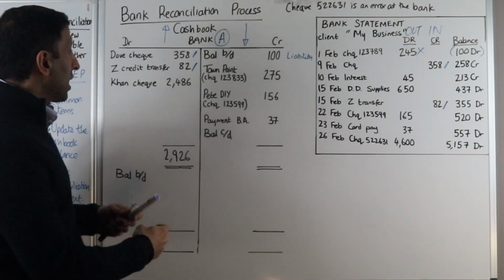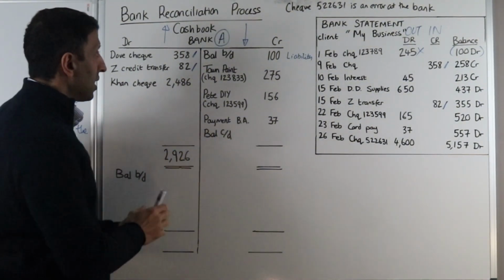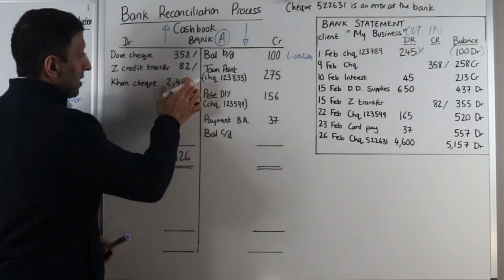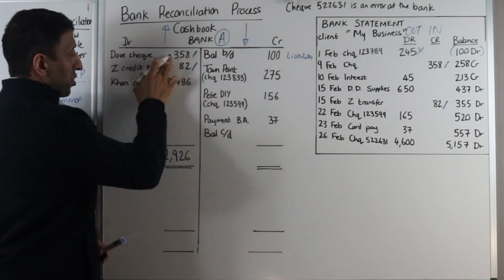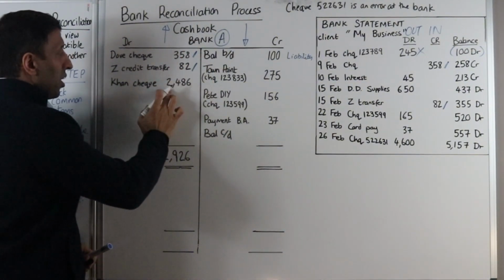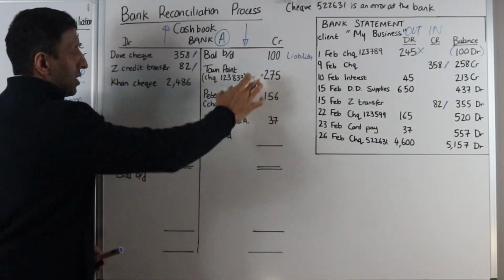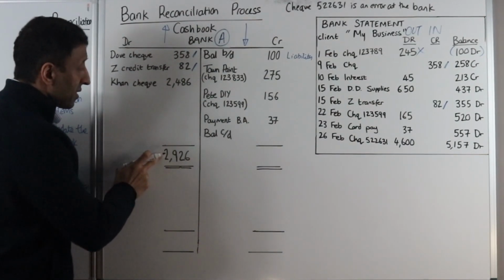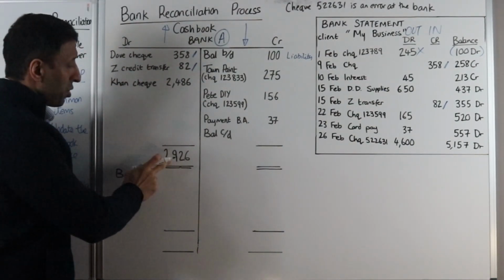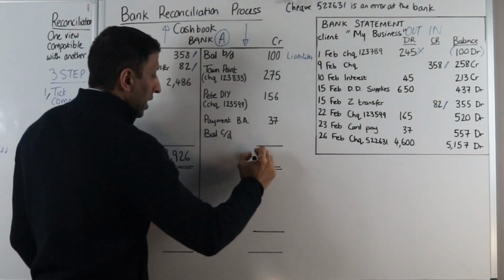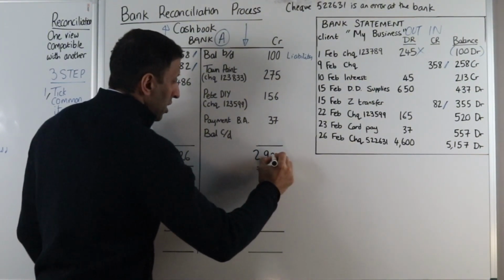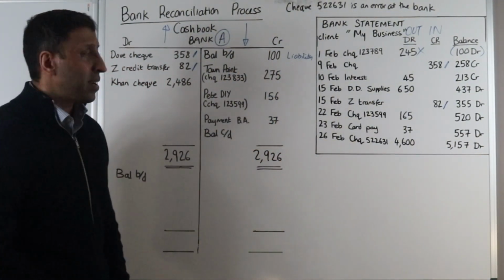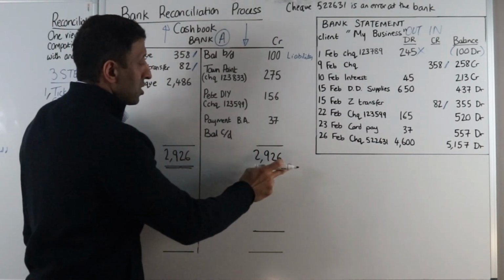So if we look at how much is the value in the cash book at the moment, we look at both sides and we see that this side is a larger total. 358, 82, 2,486 is larger than what's on that side. So the total of the left hand side, the larger side, is 2926. So I put that into both sides, 2926. Now, the right hand side, the credit side, doesn't quite add up to 2926.